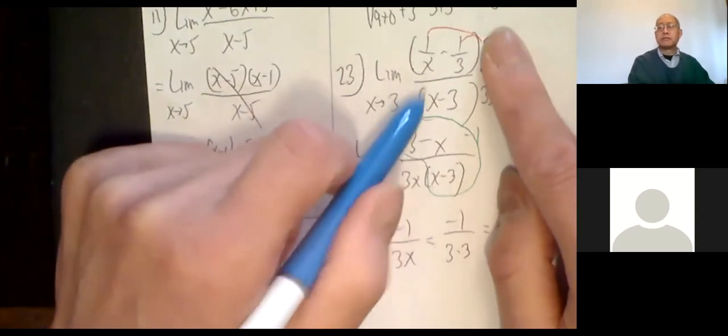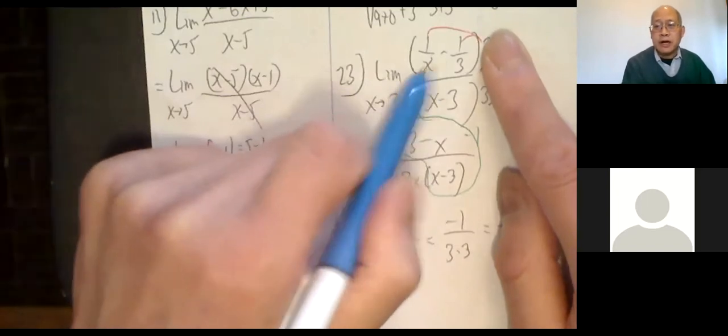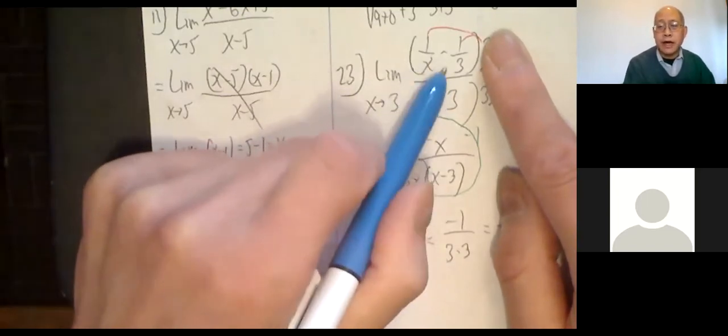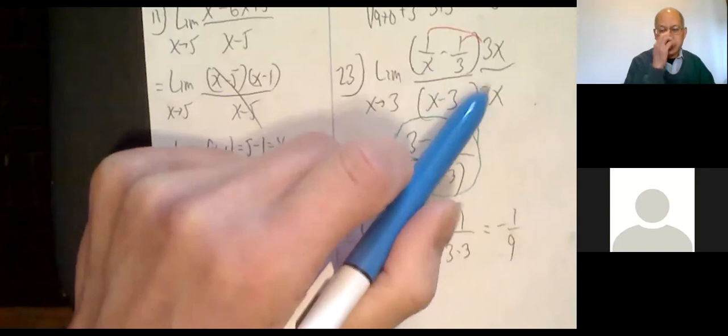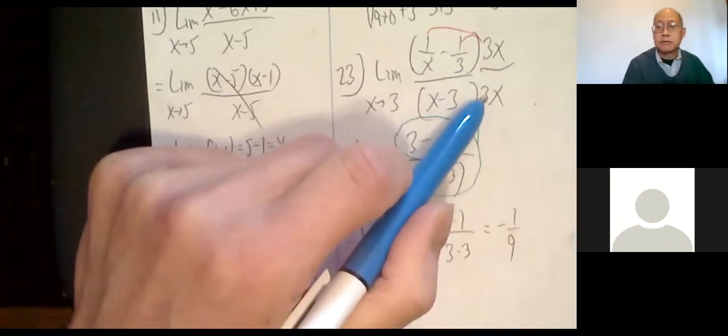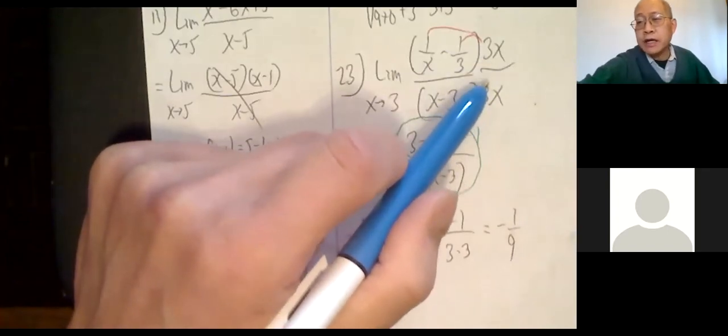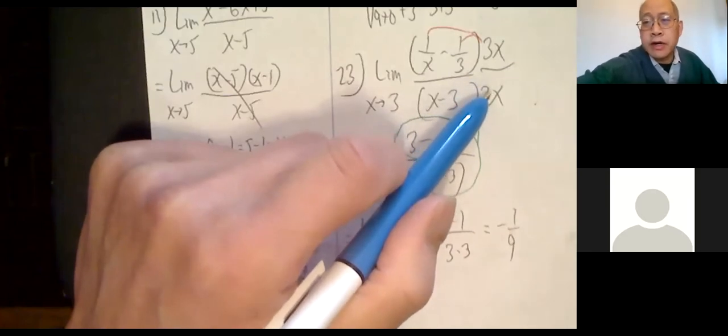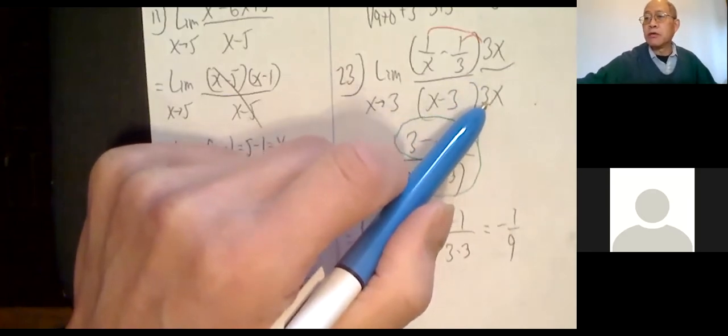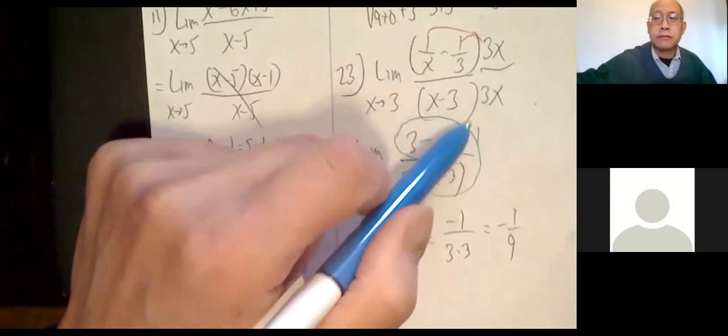So how do I clean this up? Okay. Well, what's the common denominator here? 3x. Multiply top and bottom by 3x over 3x. What is 3x over 3x? 1, right? So again, I'm multiplying the expression by 1, which means I'm not changing its value.